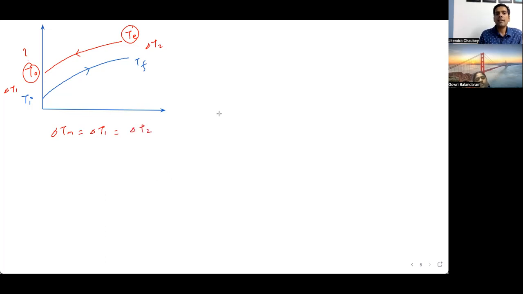Okay, what is the second type of graph possible, or what another combination would be? In this case, this was getting heated. It can be a case where the fluid was getting cooled. How would the fluid get cooled? It will get cooled in this manner, right? So this would be Ti, this would be Tf, and the other fluid would be like this. The gap will always remain constant.